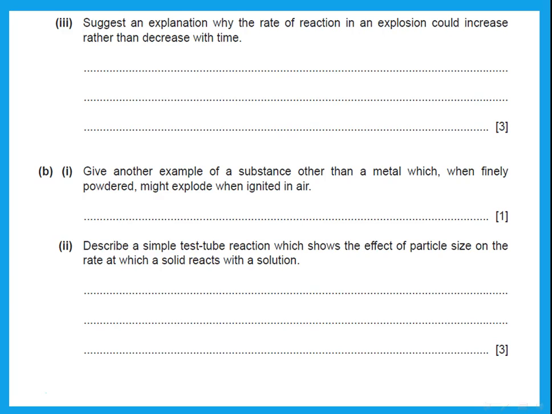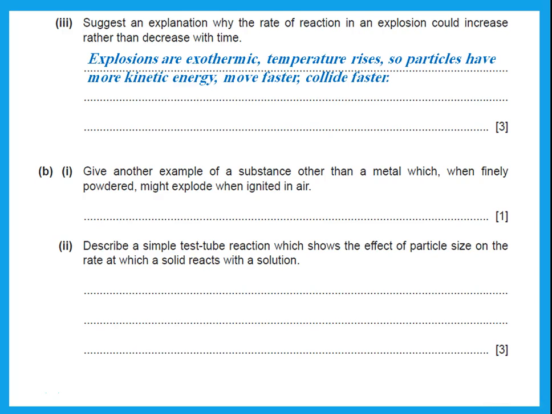We're saying in all reactions, at the beginning the rate is very fast and then decreases. But what if I have an explosion? Well, we said explosions are exothermic. Exothermic means it gives out heat, and that means that the temperature of the reactants rises, so particles have more kinetic energy, move faster, collide faster. So it's as if I am heating the reaction because the reaction itself is producing heat.